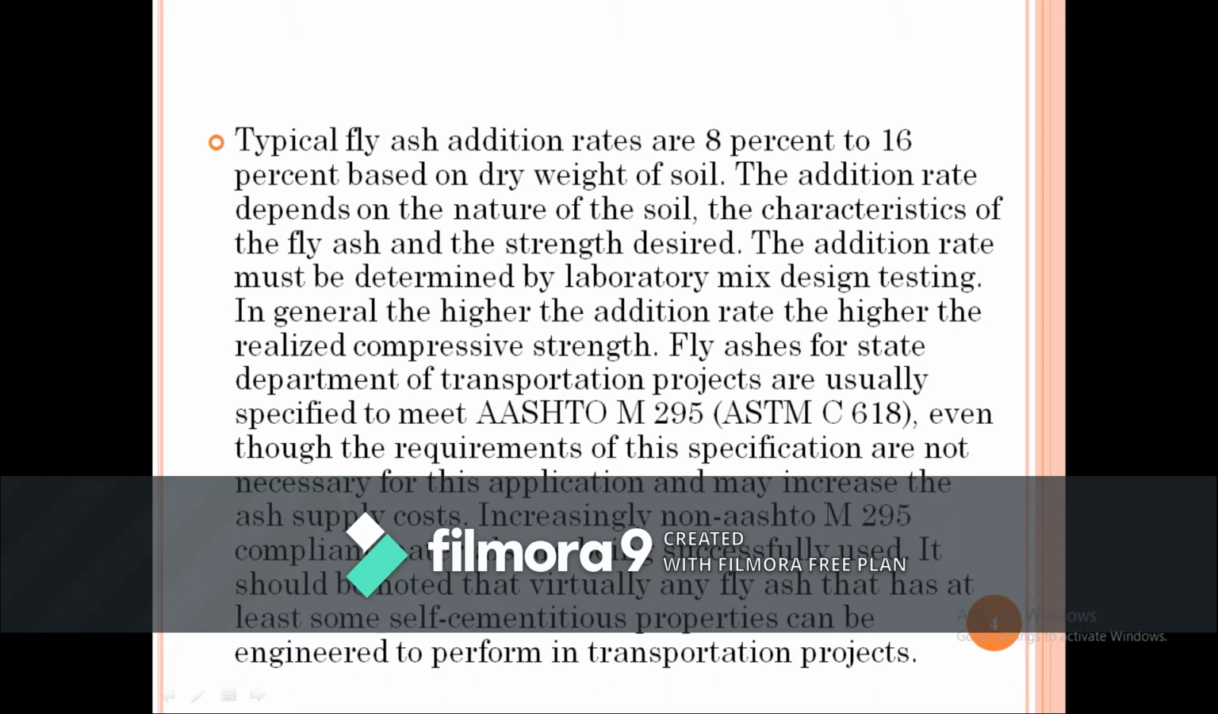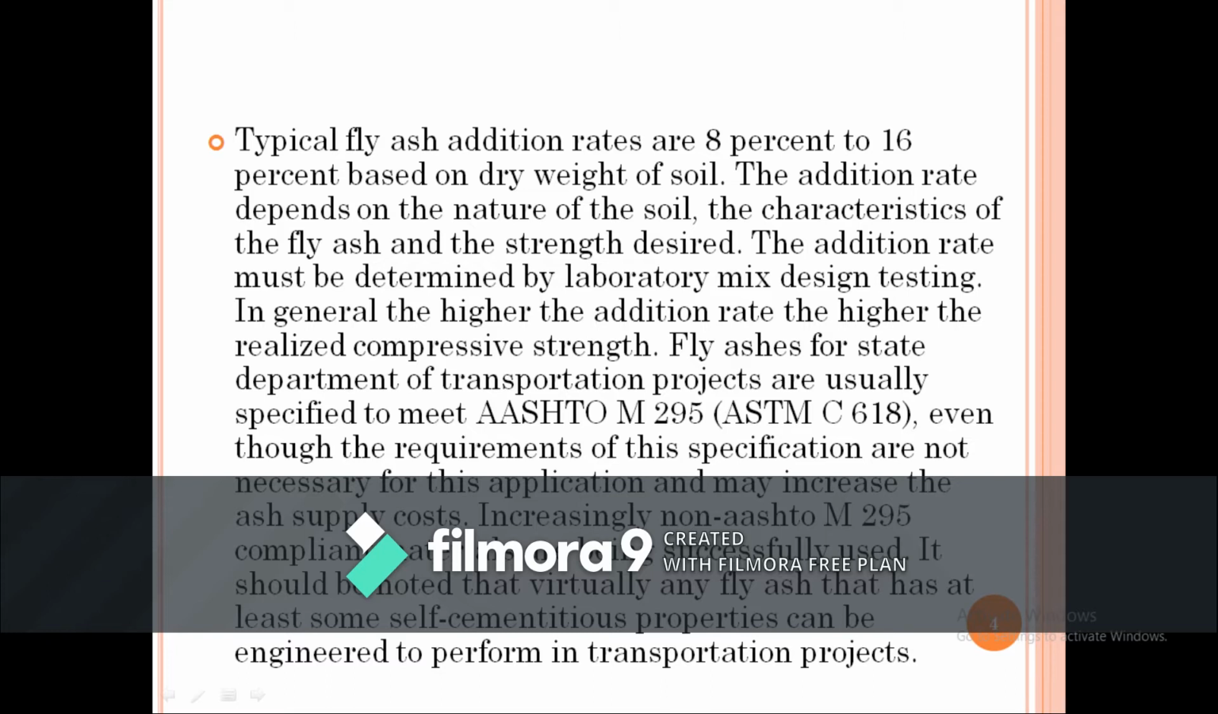The addition rates depend on the nature of the soil, the characteristic of the fly ash, and also the strength desired. So, whatever amount of fly ash is being added, you can add it between 8 to 16%. If you are adding more or less, it totally depends upon the strength requirement, depending upon the nature of the soil.